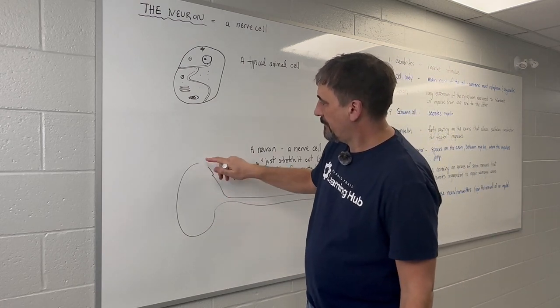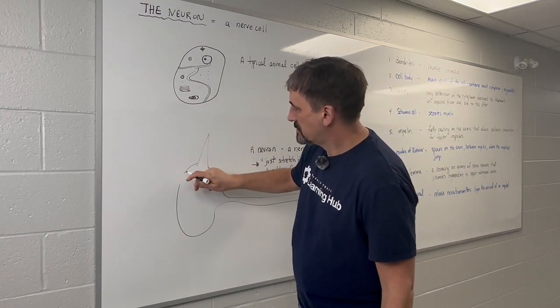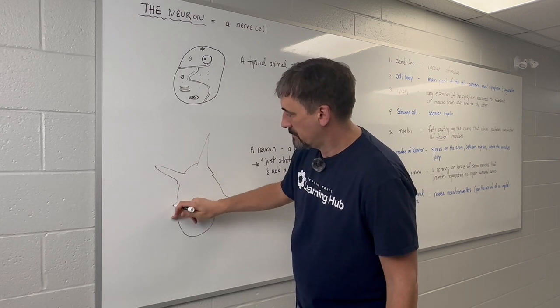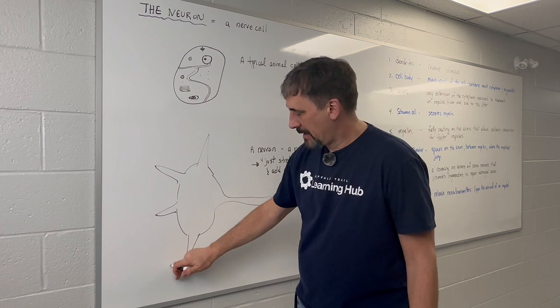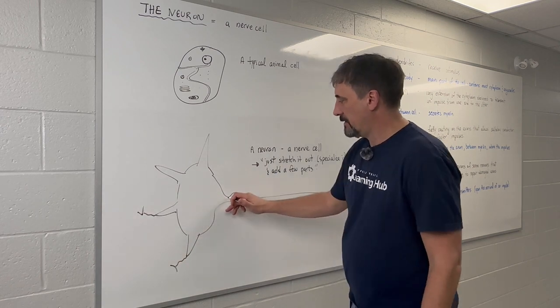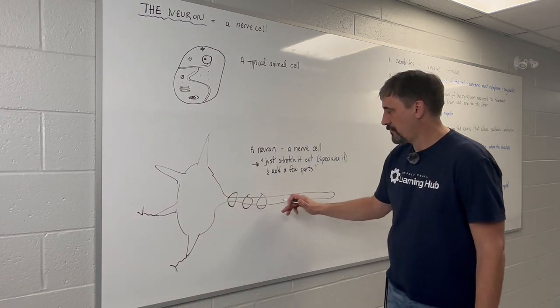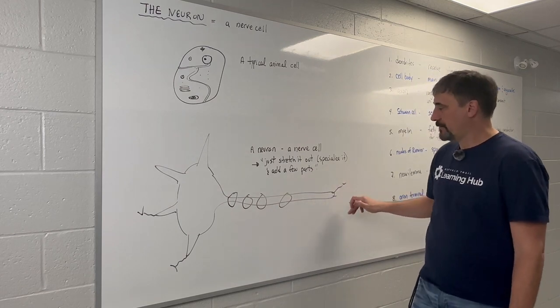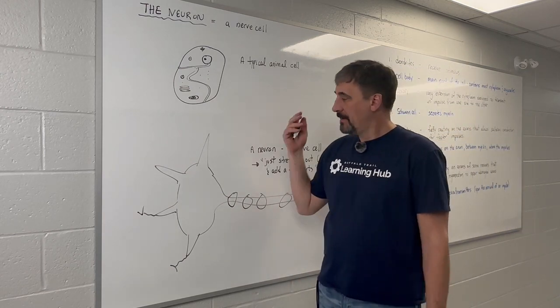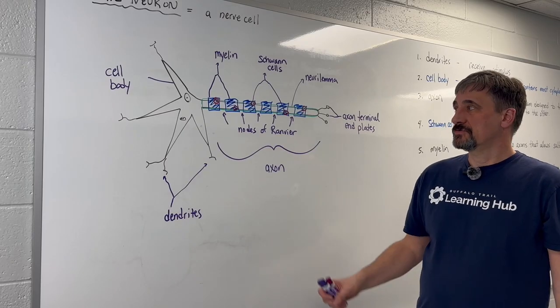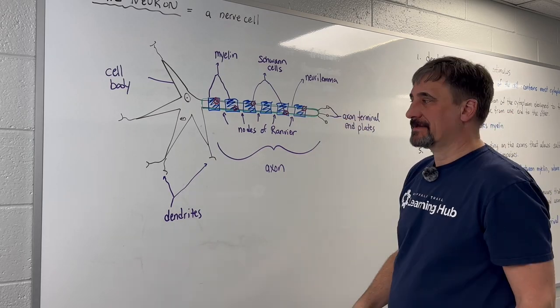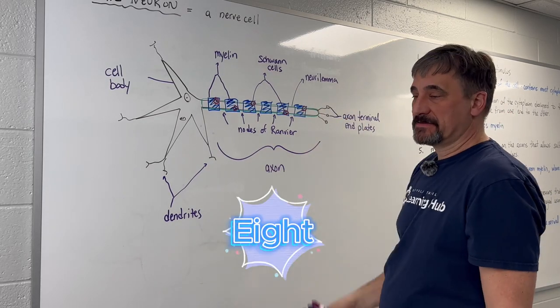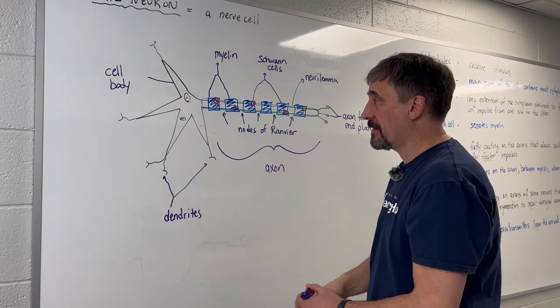And we're going to give it some extra parts. So we stretch it out, and we add a few things along it. And voila, you have a neuron. So, drawn out, and now clearly labeled, we've basically added 8 specialized parts to the neuron.